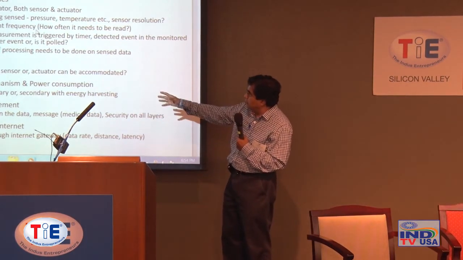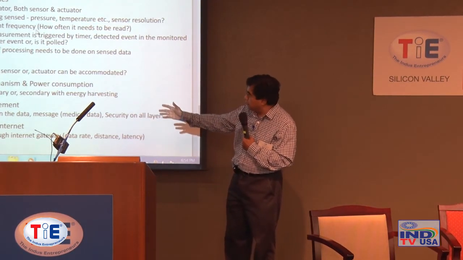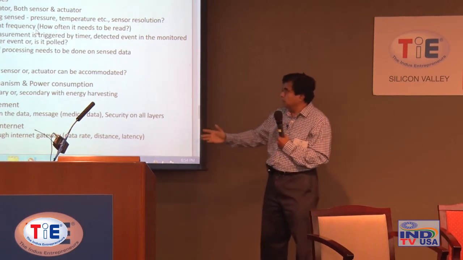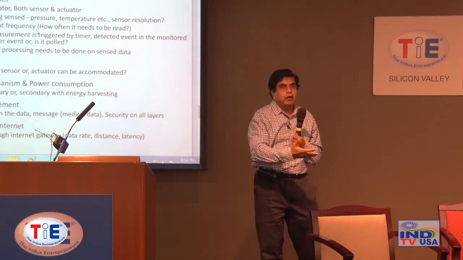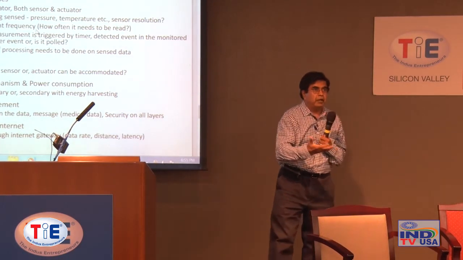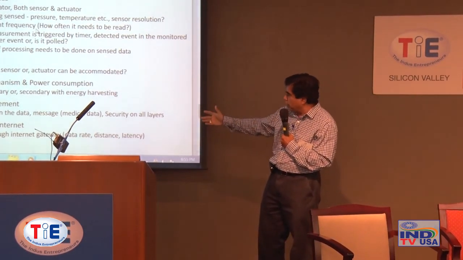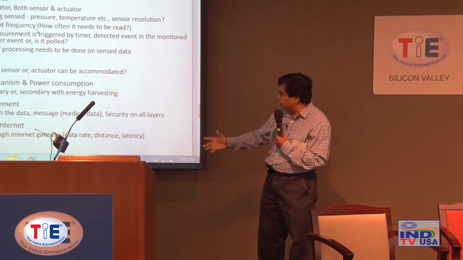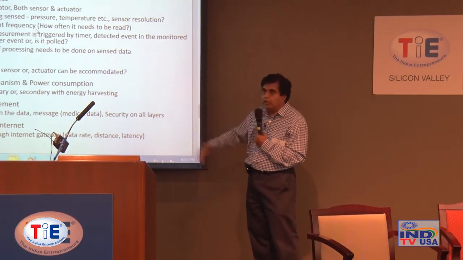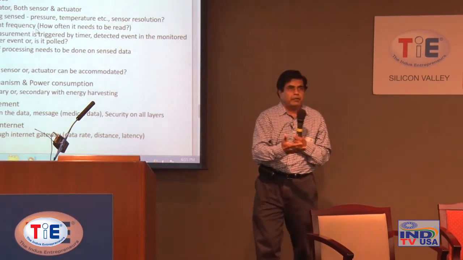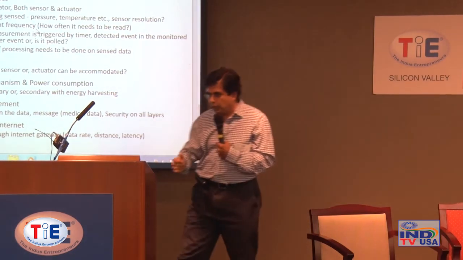Now, the space available: how big of a sensor or actuator can be accommodated, and how you power it. Is it a primary power battery, or a secondary power battery with energy harvesting? Those are the things you have to consider. Then security requirements. What kind of encryption do you need? You need authorization. There are various levels of security. If I go through that, it will take a couple of hours.